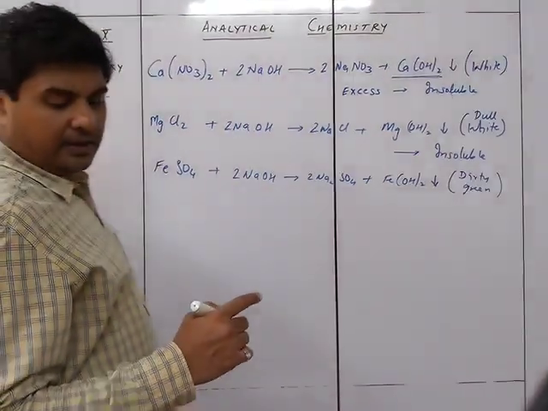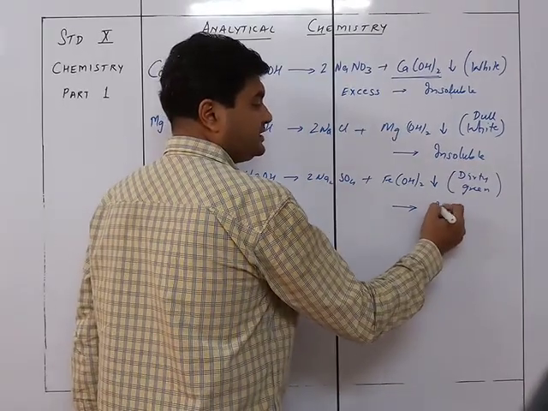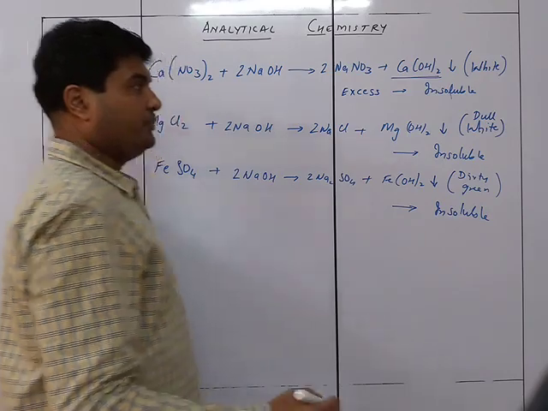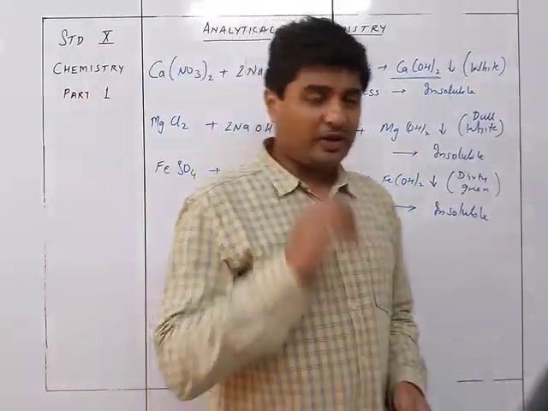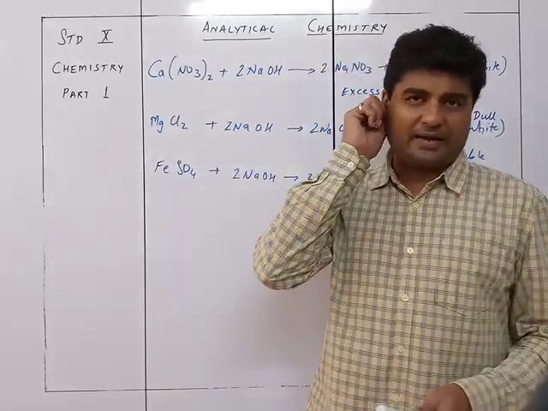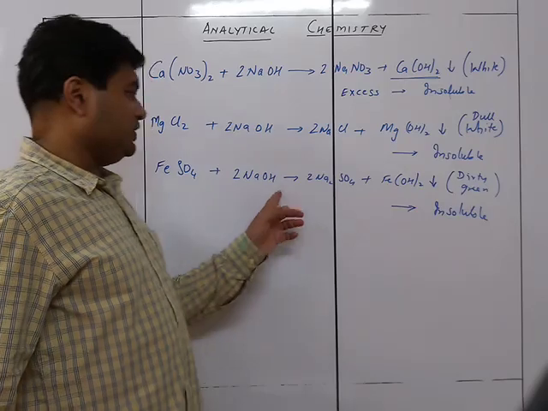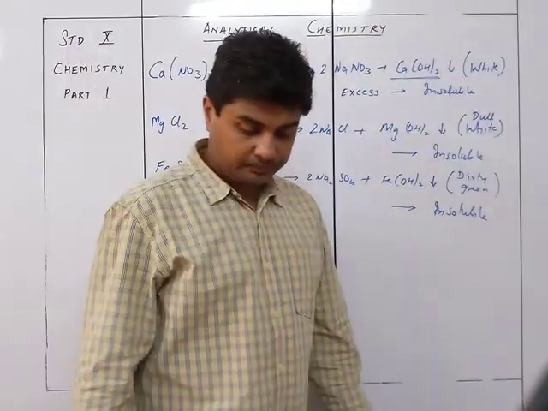And again, when I put excess of this, on excess it is still insoluble. So it is insoluble in excess of this hydroxide. So Fe(OH)2, if I add some more NaOH to this solution, is still going to remain insoluble.